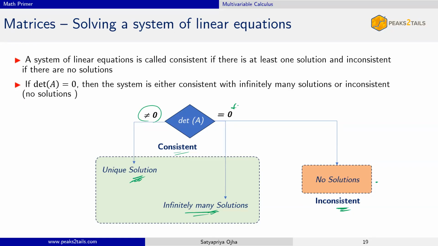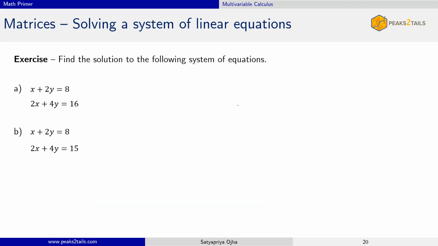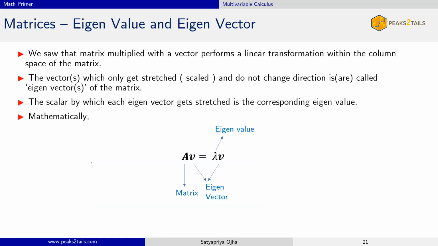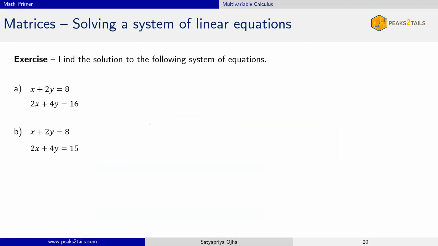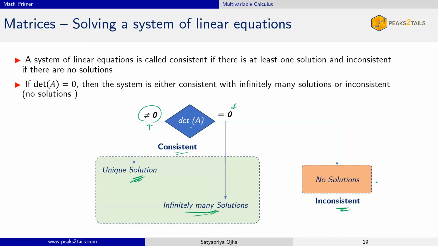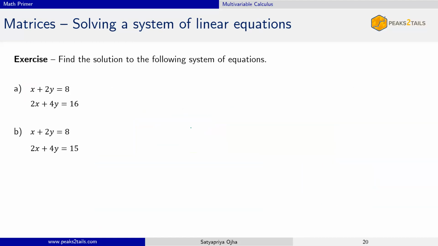Okay, so if the determinant of A is 0, then you have two possibilities. Either you have infinitely many solutions or there are no solutions. Now let's look at some examples. If it is a unique solution, you know in one shot, find the determinant, and if it is non-zero, then you proceed with A inverse B, that gives you the answers. End of story. If the determinant is 0, then you will think, okay, does it have infinitely many solutions or no solutions? So let's find out.